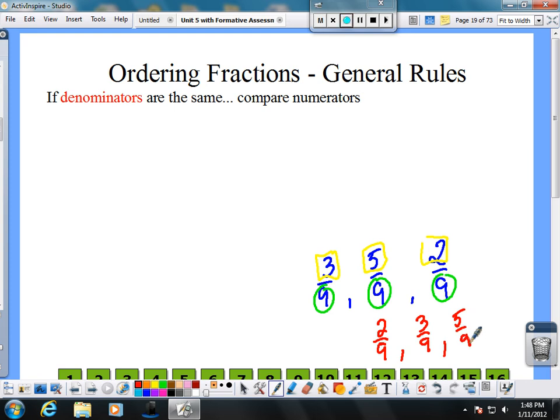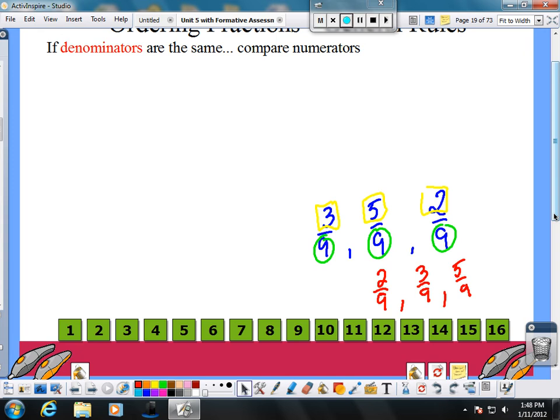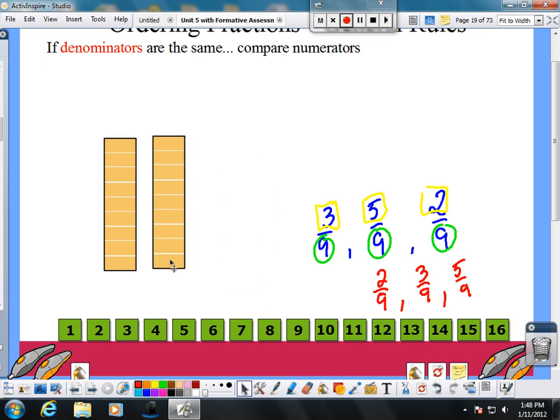So that's one easy rule. If the denominators are the same, compare your numerators and put them in order from lowest to highest. Now, another way that we can look at these, and this is kind of neat too, is if we look at these things called fraction sticks. I have my fraction stick right here. This one happens to have 9ths in it, so this is one fraction stick that's got 9 pieces to it. And I'm going to need 3 of these because I'm comparing 3 fractions with 9 as my denominator.